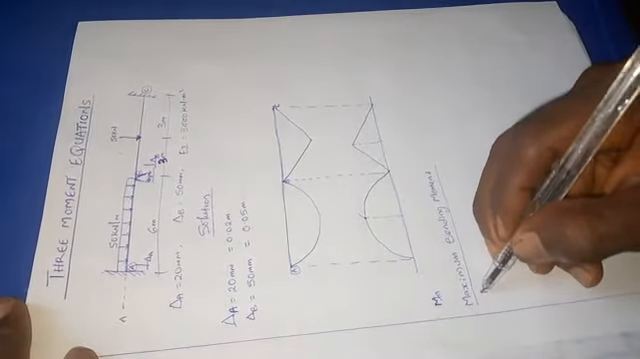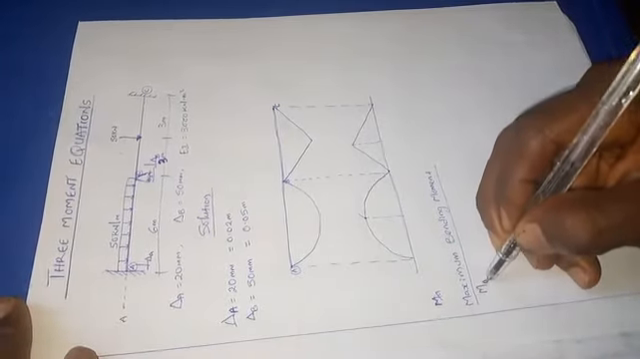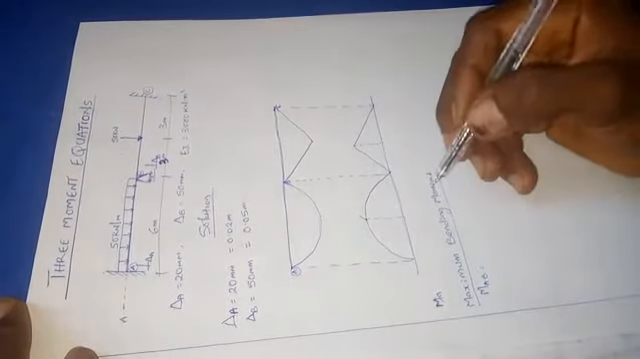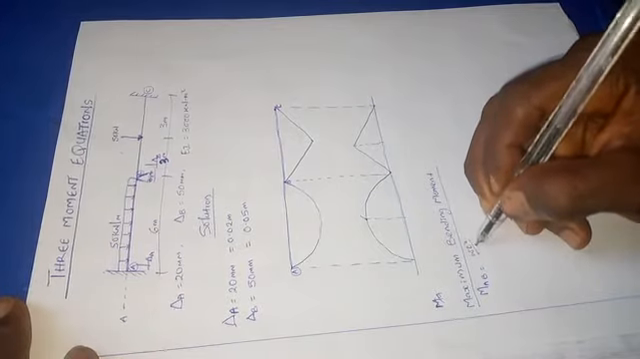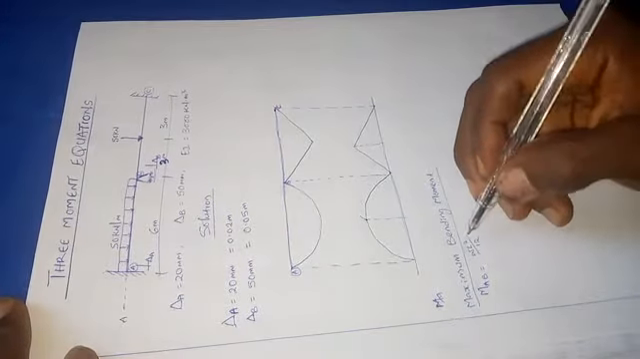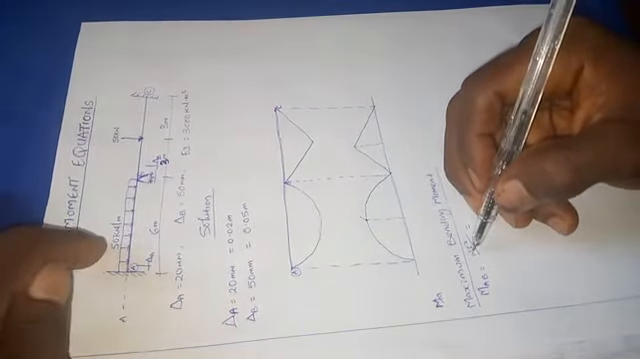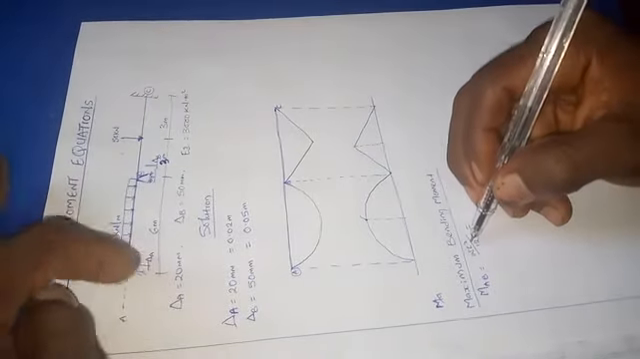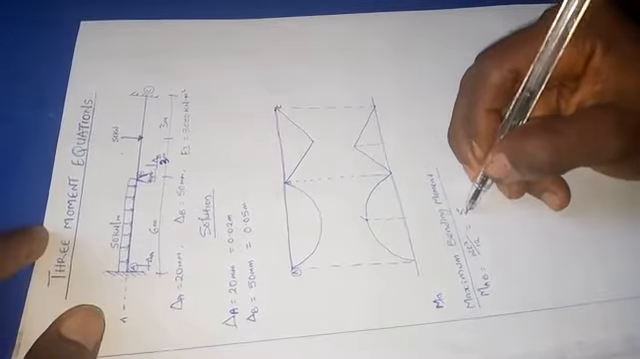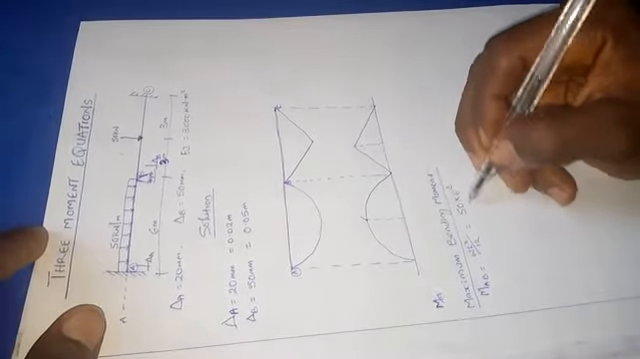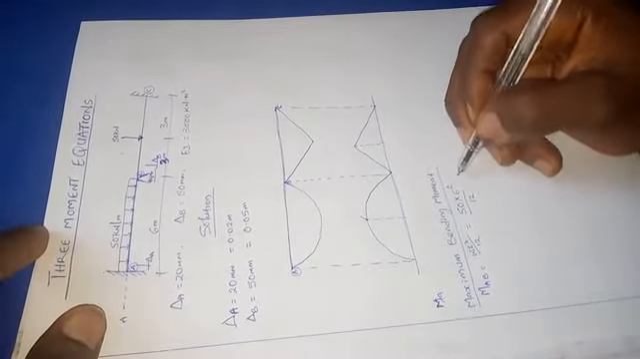A maximum bending moment for A to B, since it is a parabolic shape, we'll have it as WL squared all over 12, where our W will be the load, which is 50 kilonewton, our L will be the length of A to B. So if I substitute, I'll be having 50 times 6 squared all divided by 12.